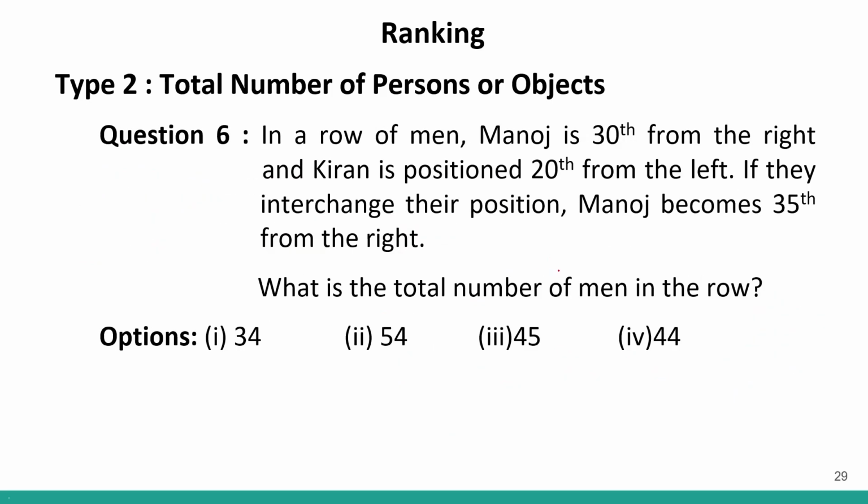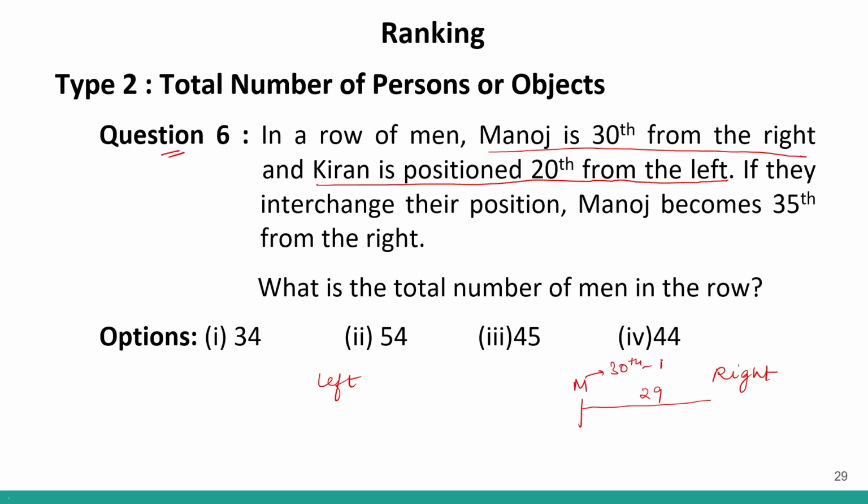Clear? Now, let us look at question number 6. Question number 6 says that in a row of men, Manoj is 30th from the right and Kiran is positioned 20th from the left. So this is my left, this is my right. Manoj is 30th from the right. So that means we have 29 people and at the 30th position, we have Manoj. Kiran is positioned 20th from the left. So Kiran is over here and she is 20th. That means we have 19 people over here.